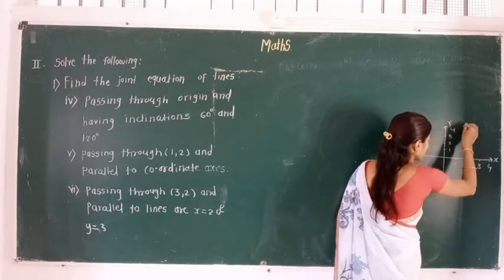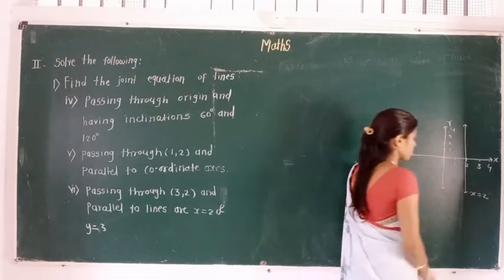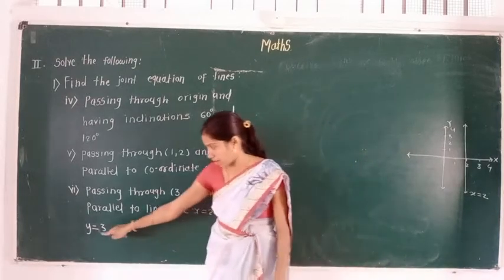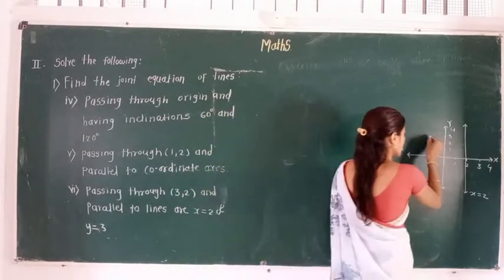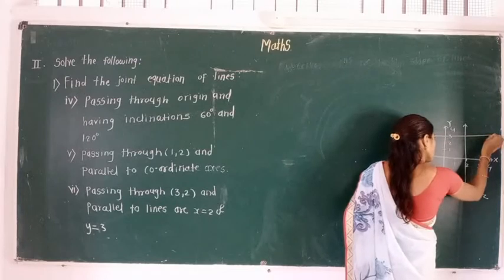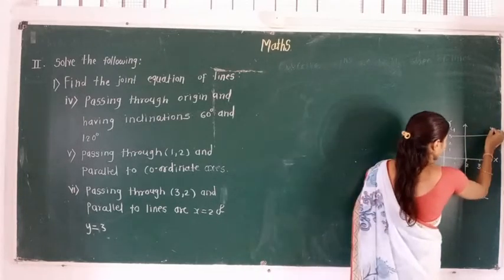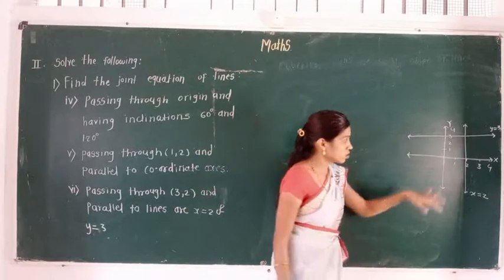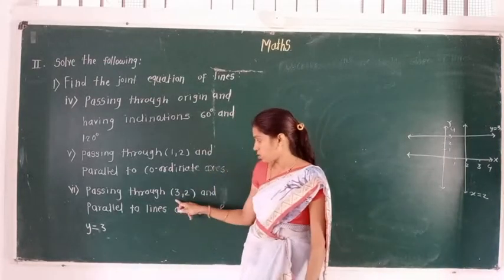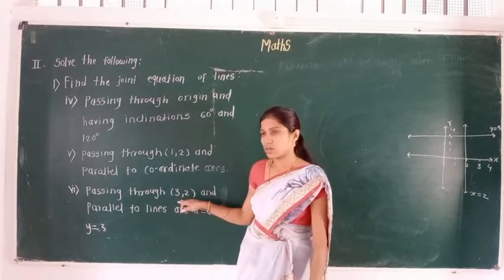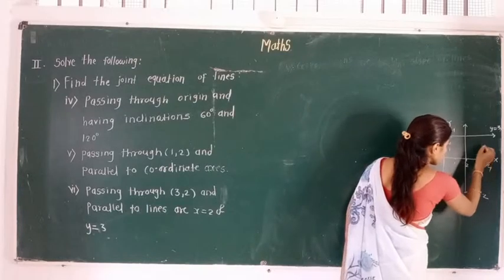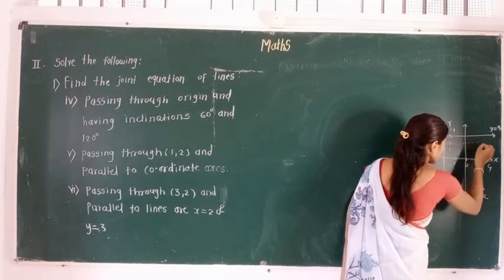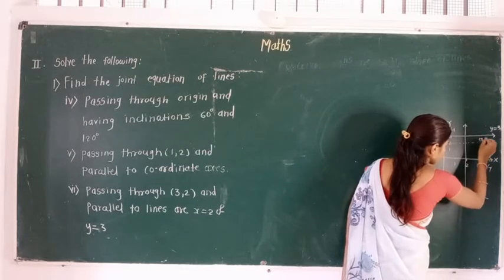Draw the first line, x is equal to 2, parallel to the y-axis. Also draw the second line. The second line is y is equal to 3, and this line is parallel to the x-axis. Now draw the line y is equal to 3. Now we take the point (3, 2), and we know that this point lies in the first quadrant. Write here (3, 2), the coordinates of this point.